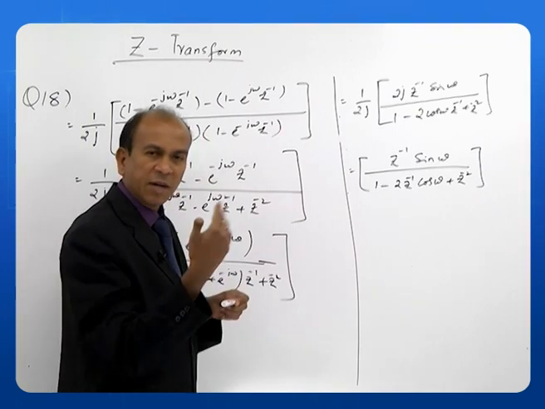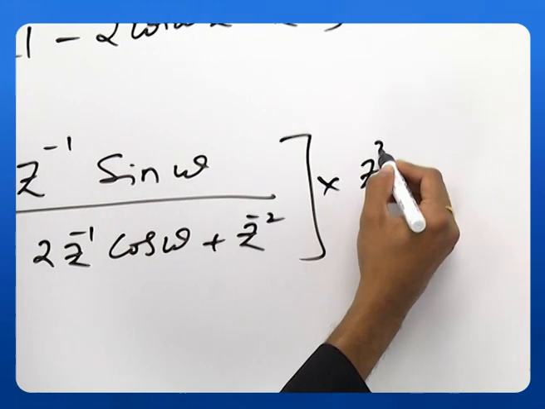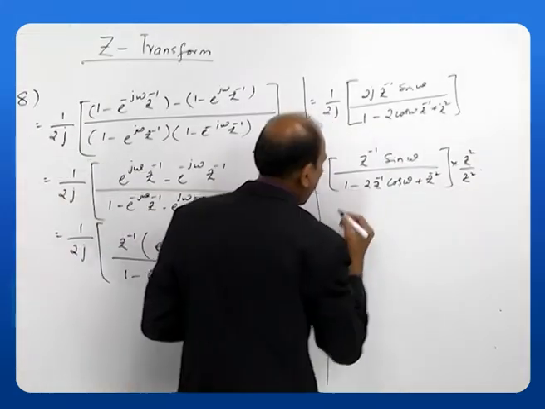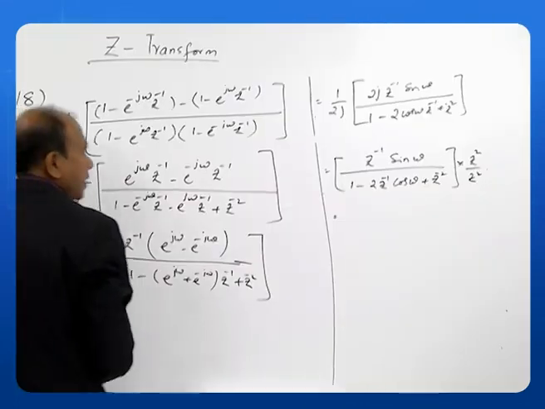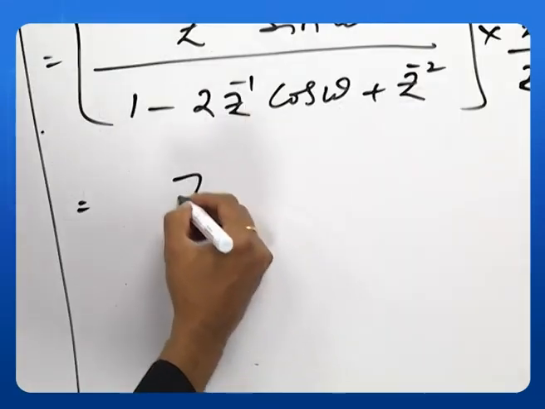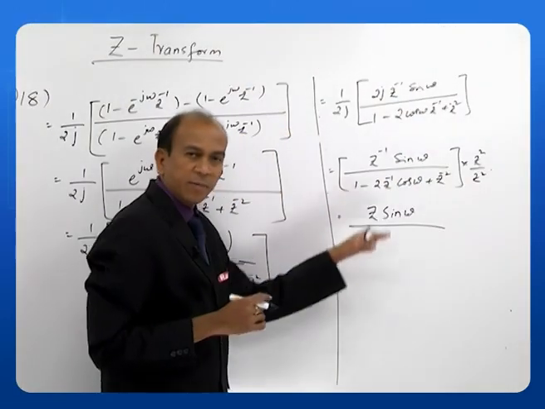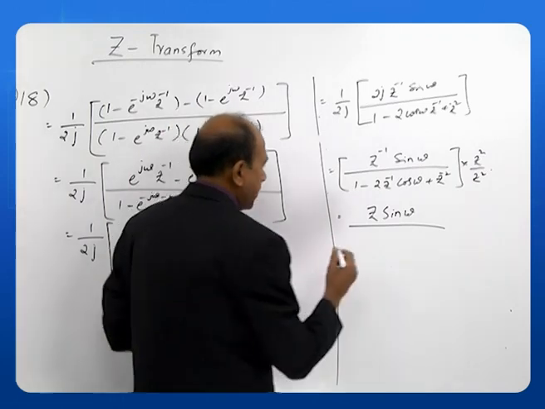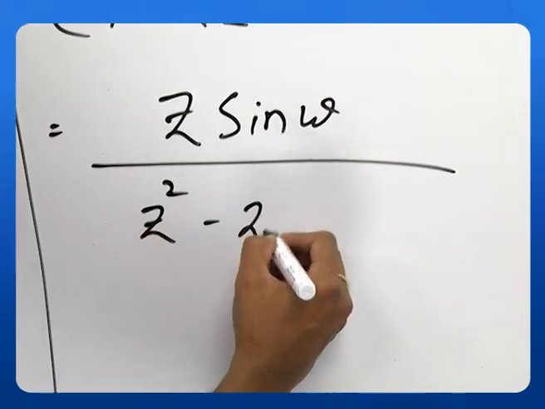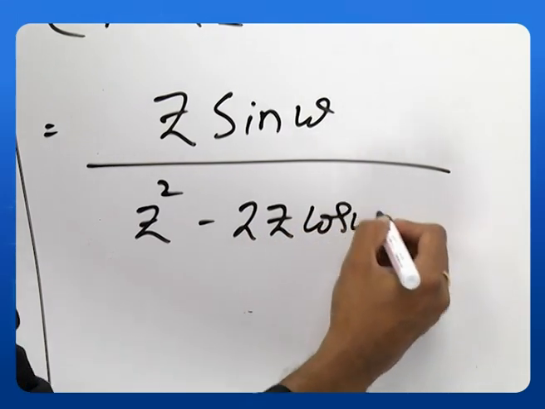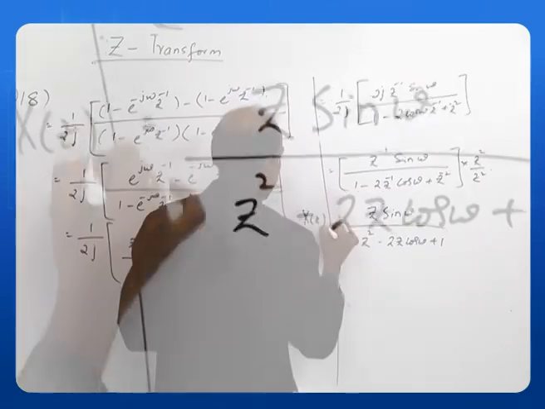Now let us divide and multiply by z^2 as we have done earlier. So this is z^2 by z^2, and that will be equal to z sin ω, repeating it since earlier we had rubbed it out, divided by z^2 minus 2z cos ω plus 1. So this is my X(z).